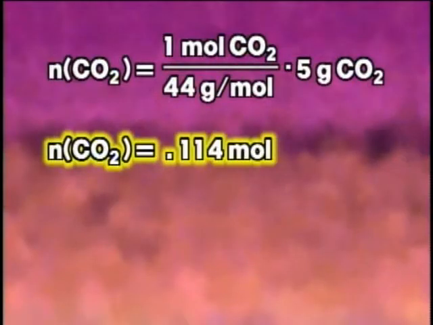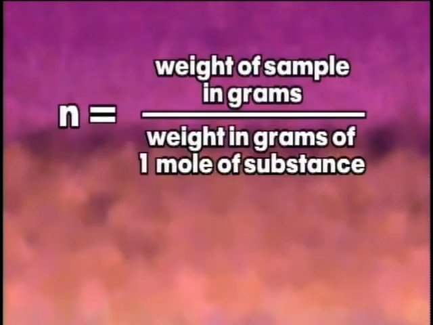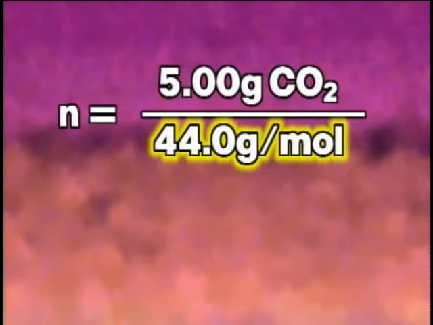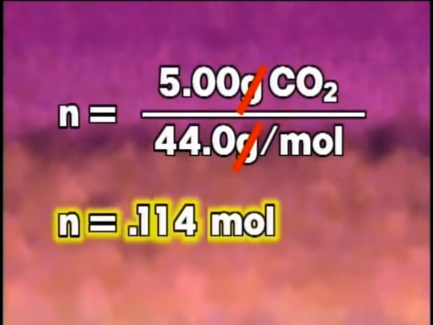So for instance, this is how we converted carbon dioxide from grams to moles in the pressure calculation we just did. Let's do it again using the simplified version of the equation. We'll put the mass of the sample of carbon dioxide, 5.00 grams, over the molecular weight of carbon dioxide, 44.0 grams per mole. So cancel out the grams and divide 5.00 grams by 44.0 grams per mole, and you get the same answer you got before, 0.114 moles.